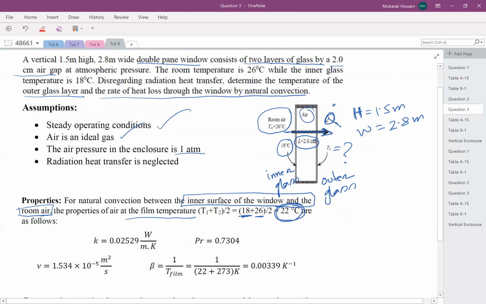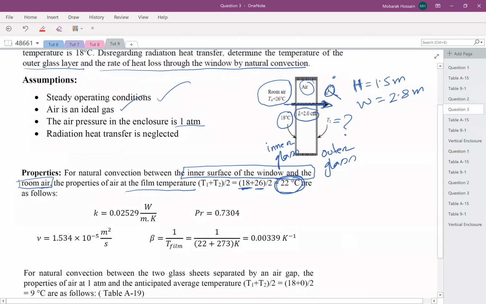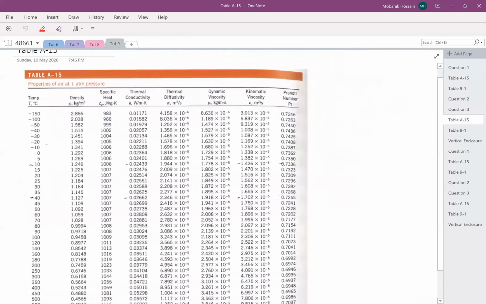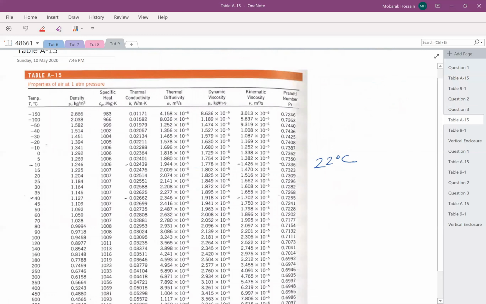Now at 22 degrees Celsius, for the natural convection between the room and the window inner surface, we'll collect the properties from table A15 at 22 degrees Celsius: the thermal conductivity, Prandtl number, viscosity, and the beta, which is 1 over the film temperature. So now here 22 degrees Celsius. So here we have for 20, we have for 25.